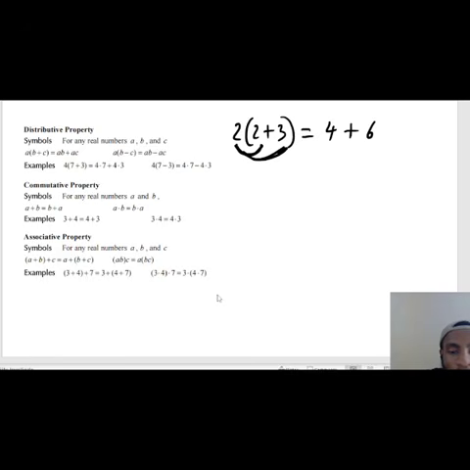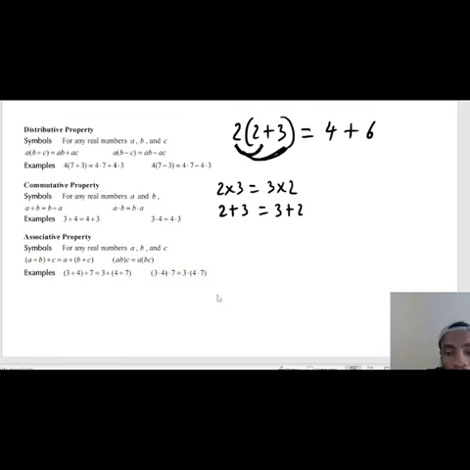Now for commutative, it's simply saying that 2 times 3 is the same thing as 3 times 2. That's commutativity. And in math, the only two operations that are commutative are addition and multiplication. Look at 2 plus 3, it is the same thing as 3 plus 2. Very simple. Let's move on.